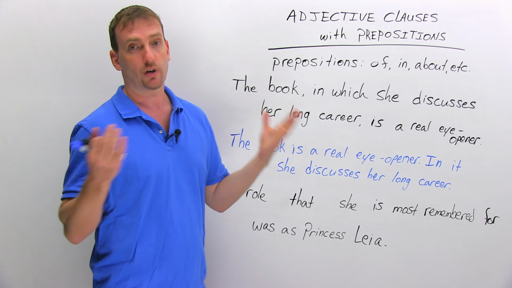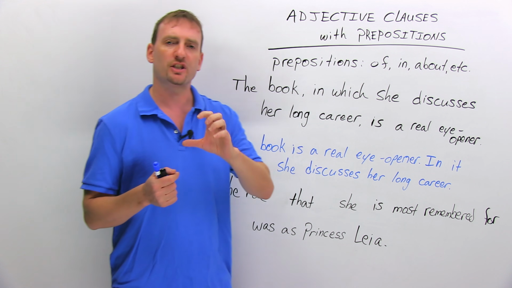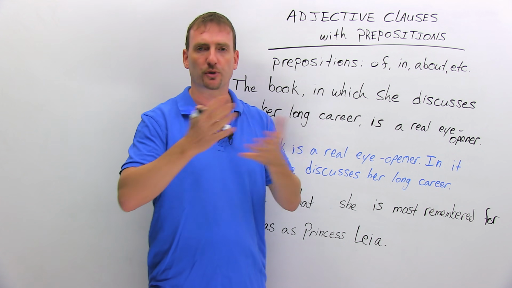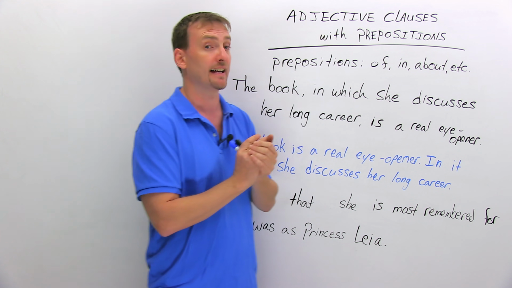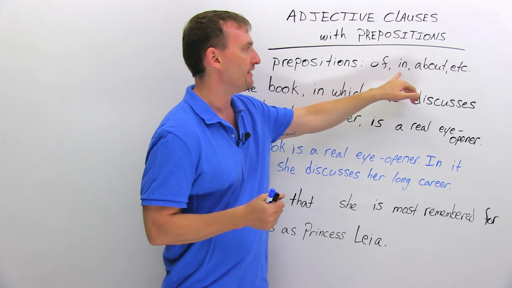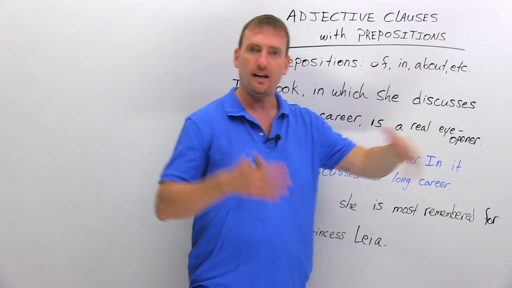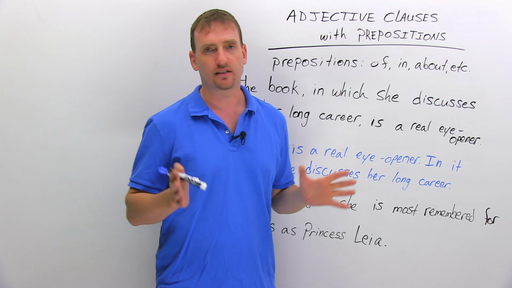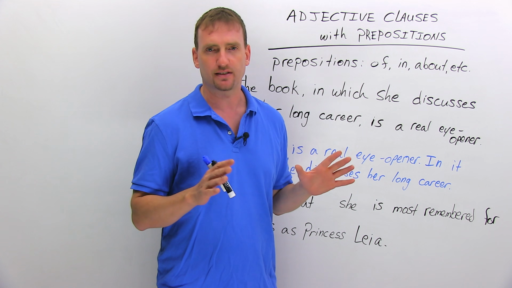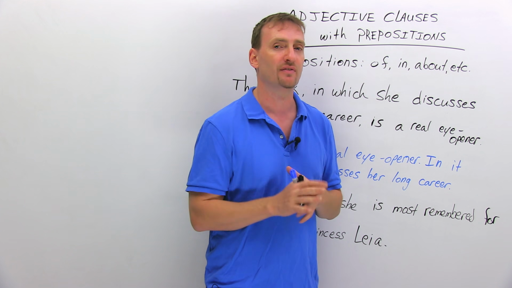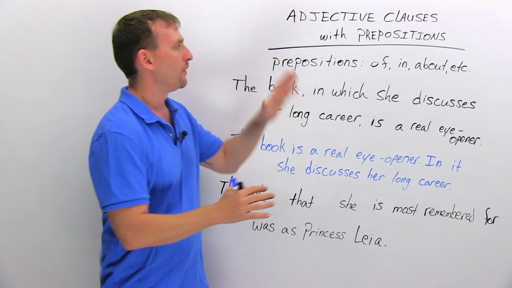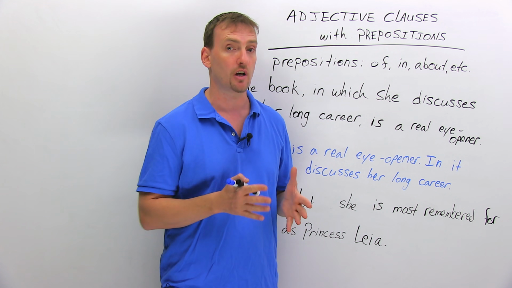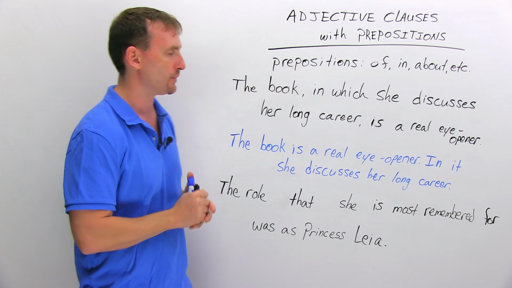Let's start with what are prepositions. Prepositions are these little directional words that are used to show some sort of relationship between things in a sentence, okay? For example, of, in, about, at, on, for, to. We have lots and lots of prepositions in English. All of them have very specific functions, but what we're going to look at specifically is how they are part of an adjective clause or a relative clause, depending which way you want to call it.